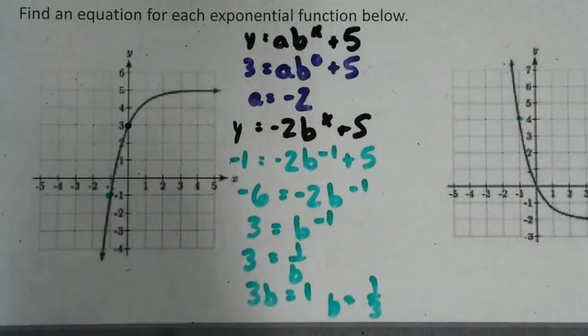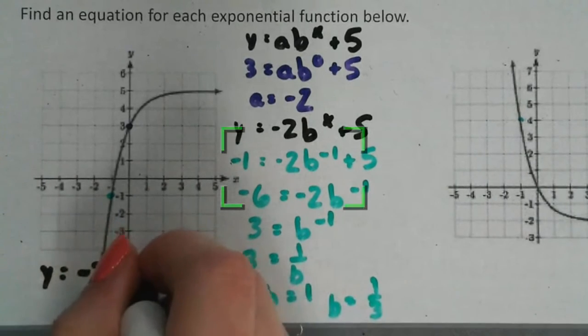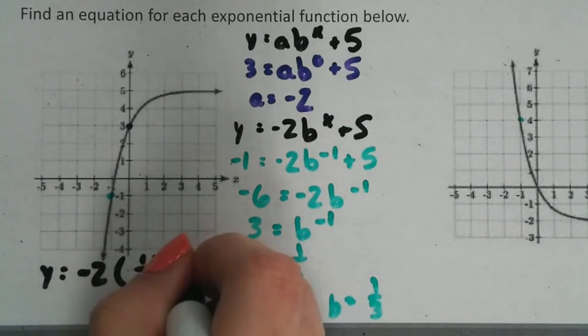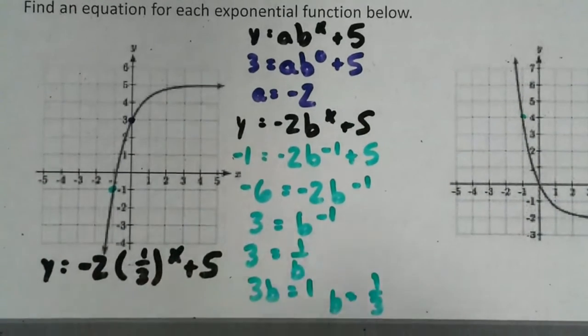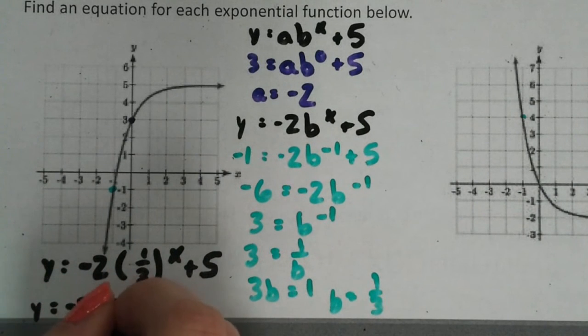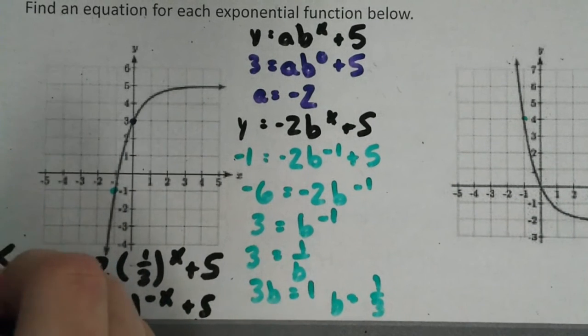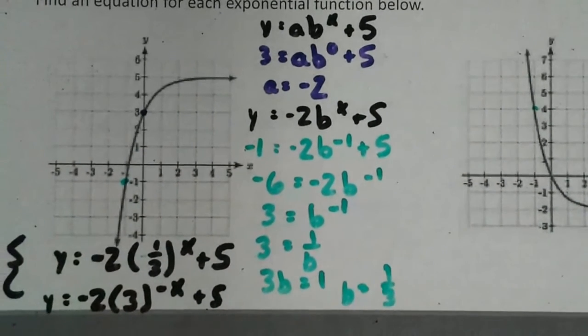So that means I can write my equation as y equals -2 times 1/3 to the x power plus 5, or like we did in the last one, we could write it as a negative exponent instead and write it as y equals -2 times 3 to the -x plus 5. Either one, perfectly acceptable.